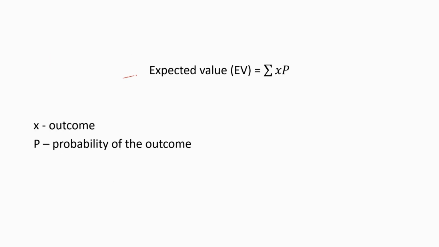This is the expected value formula. We can denote expected value by EV. EV equals sigma x times P. X is the outcome. P is the probability of that outcome. So we have to calculate the summation of all the XP values.